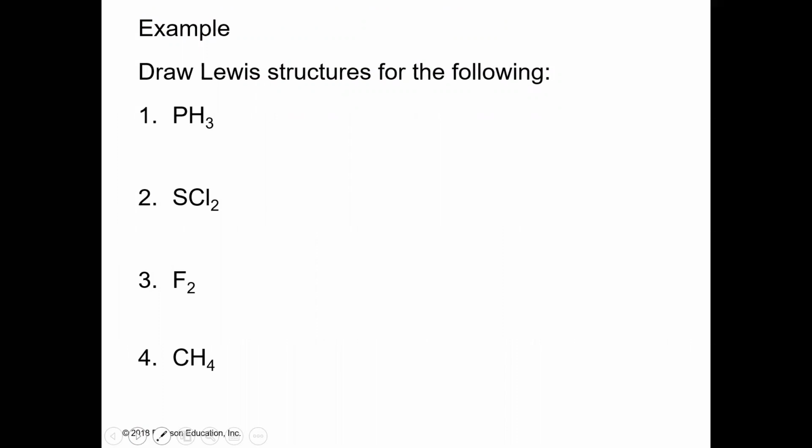All right, for our next example problem, let's draw the Lewis dot structures for the following different types of molecules. Remember, the first thing we want to do is count our valence electrons. And the next thing we want to do is determine our central atom, which is normally our least electronegative atom. But we have to make sure that our central atom is able to form more than a duet. So that means that our hydrogens cannot be our central atom.